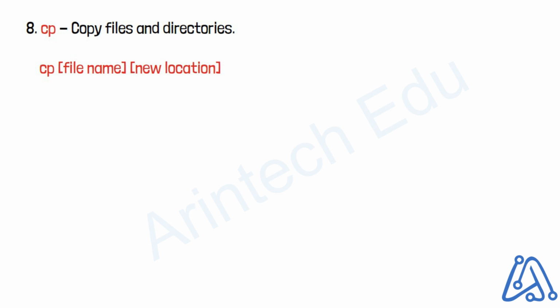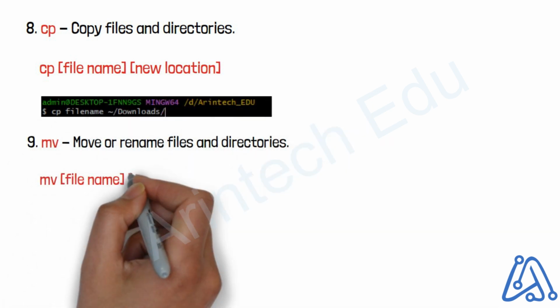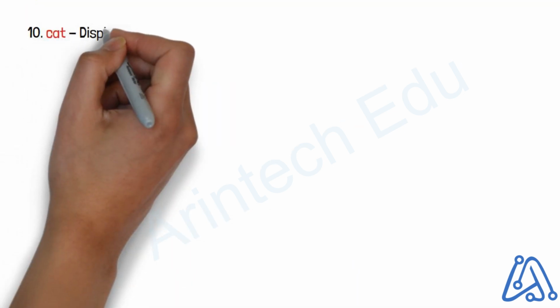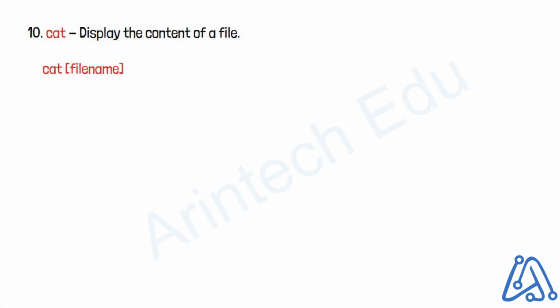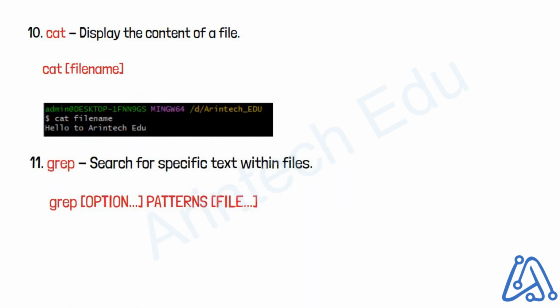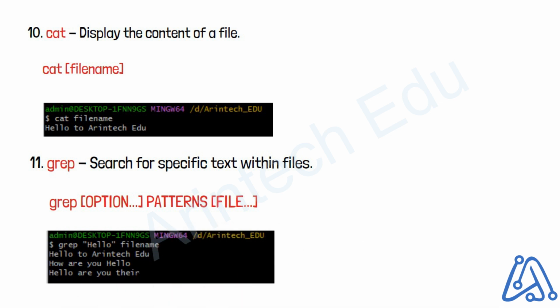cp, copy files and directories. mv, move or rename files and directories. cat, display the content of a file. grep, search for specific text within files.